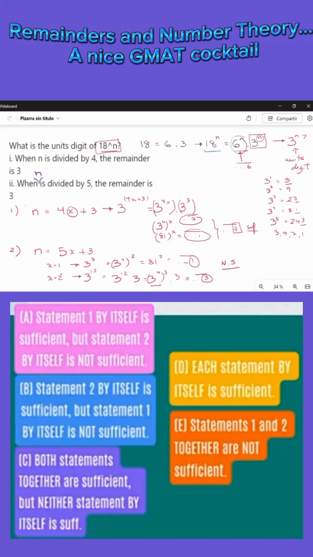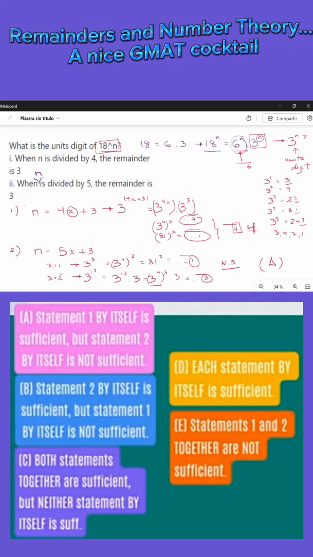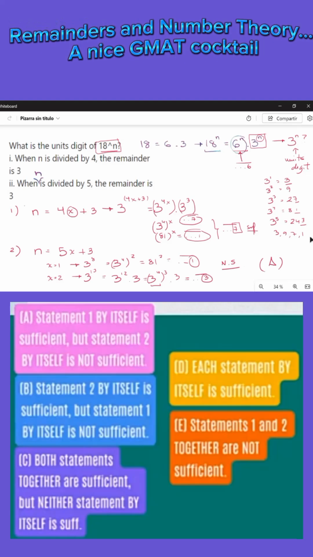The correct answer choice would be A. Statement 1 alone is sufficient, but statement 2 alone is not sufficient.